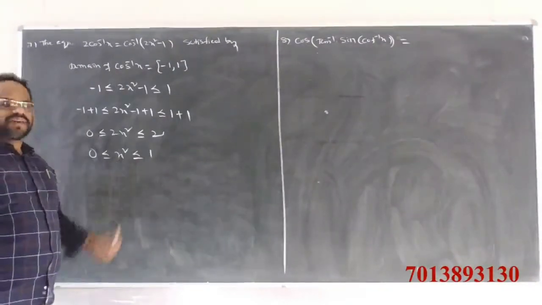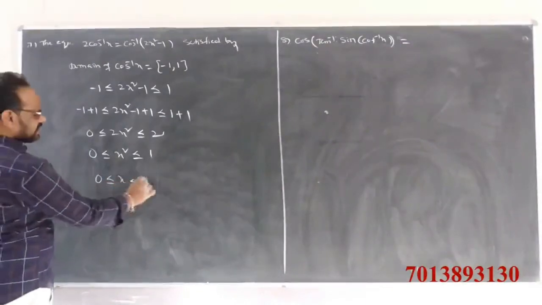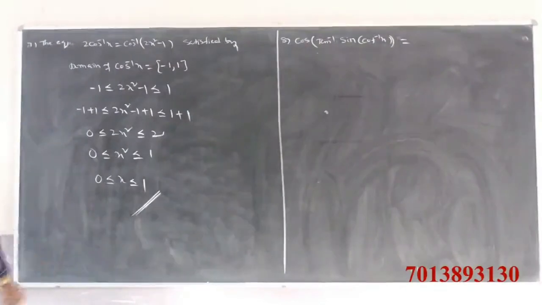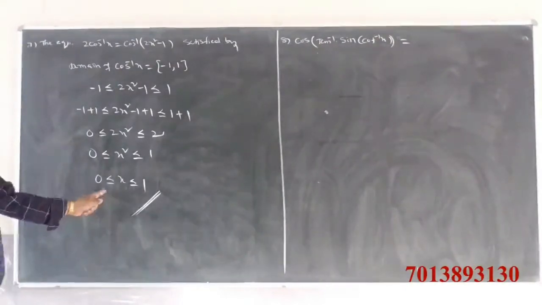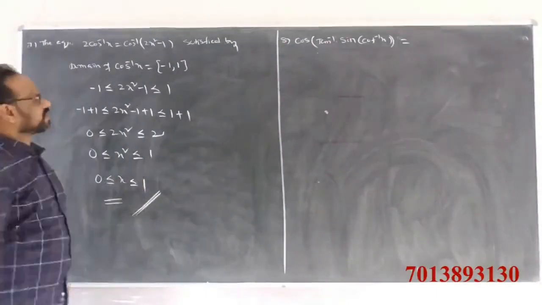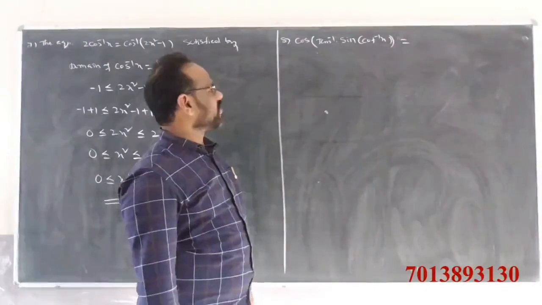So we want the x value. If we apply the square root on both sides, we get 0 is less than or equal to x is less than or equal to 1. So the domain of this function is clearly 0 is less than or equal to x is less than or equal to 1. That is the domain of the function.